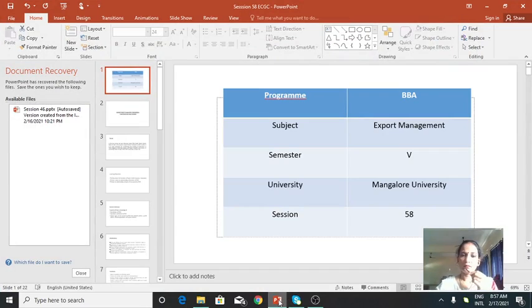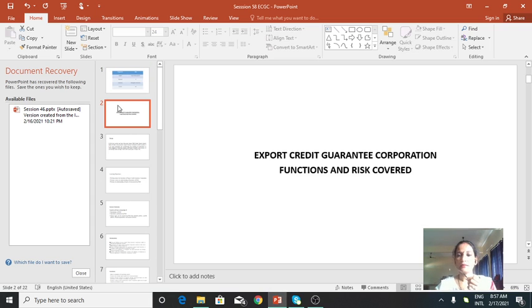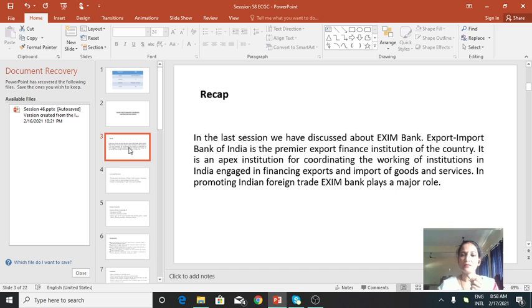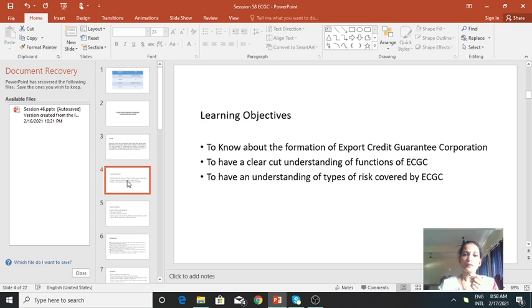Hello everyone. Today we are going to discuss the 58th session of export management, that is Export Credit Guarantee Corporation, its functions and its cover. In the earlier session we have discussed Exim Bank, its features, its functions, etc. Now the learning objective of ECGC is to know about the formation of Export Credit Guarantee Corporation, to have a clear-cut understanding of functions of ECGC and types of risks covered by ECGC.